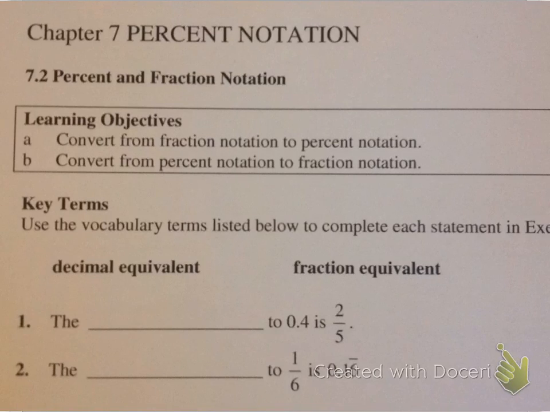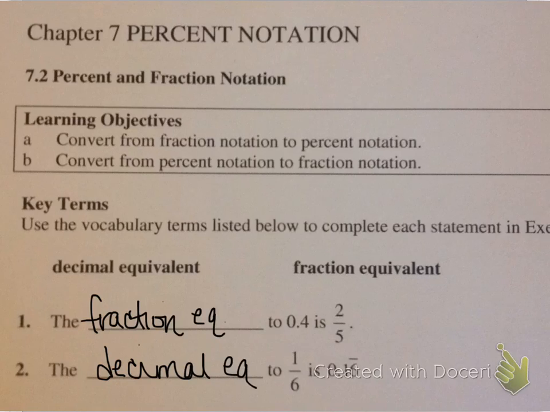Now let's look at the relationship between percents and fractions. So to start us off, the blank to 0.4 is 2/5. The fraction equivalent, I'm just going to abbreviate that, EQ, and the blank to 1/6 is 0.16, or the decimal equivalent. So the decimal to 1/6 is 0.16 repeating, and the fraction to 0.4 is 2/5.